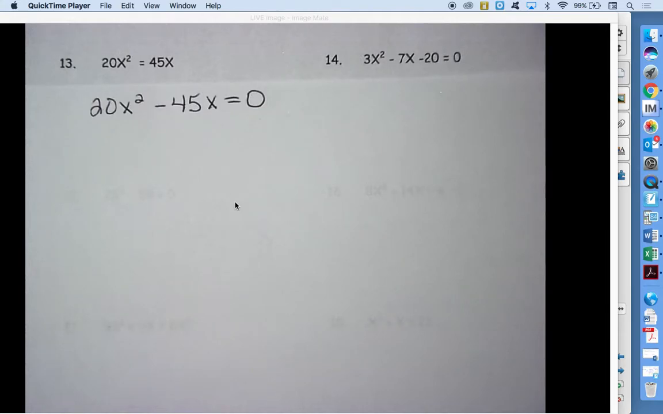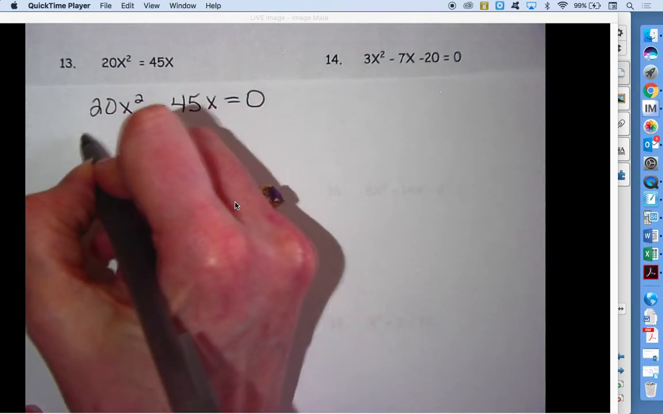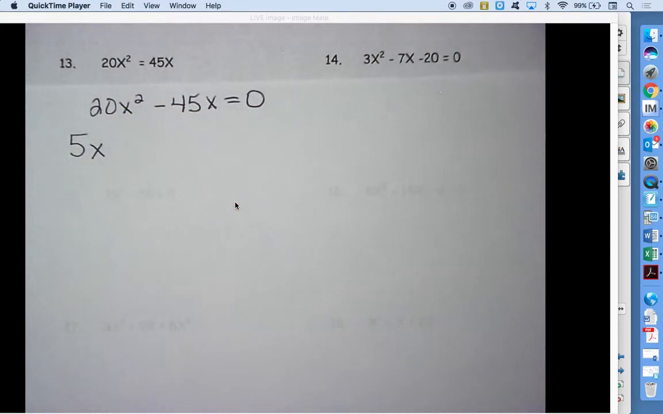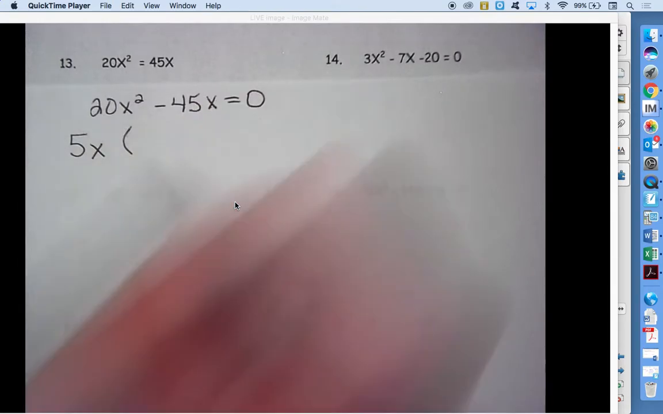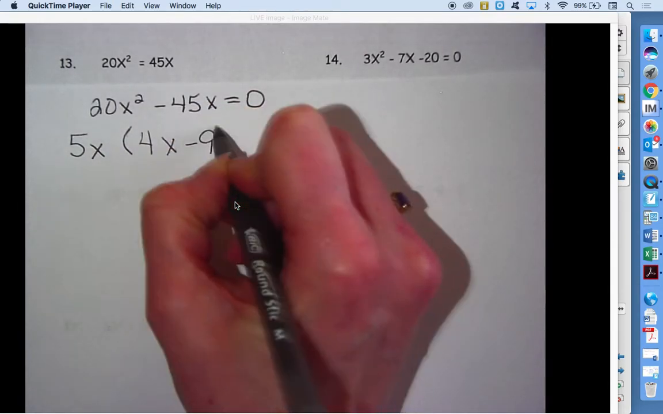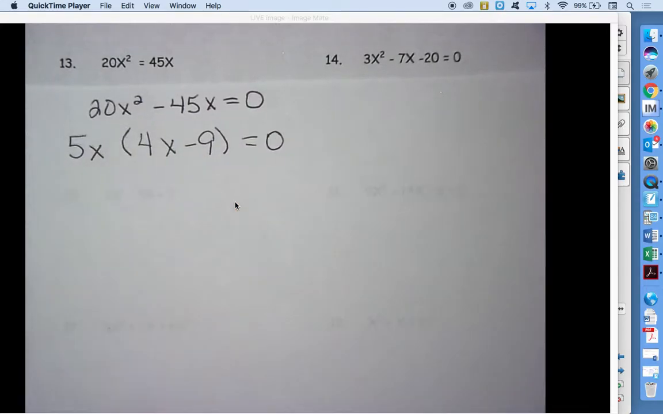Sarah? Take out 5x. So this is a GCF. They have a 5 in common, and they both have an x. So if we take out that 5x, Sarah, what do you get? 4x minus 9. So GCF, they both have a 5 and an x in common. When you take that out, factoring, you write it in the front. Whatever's left after you pull out 5x goes in the middle, in the parentheses.